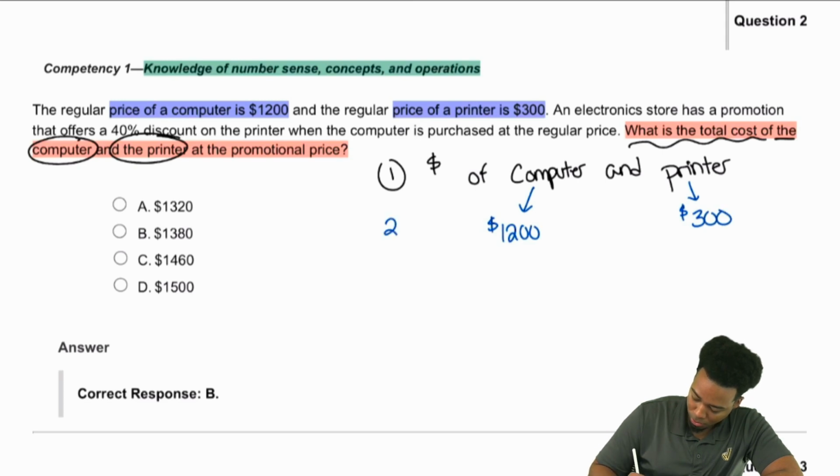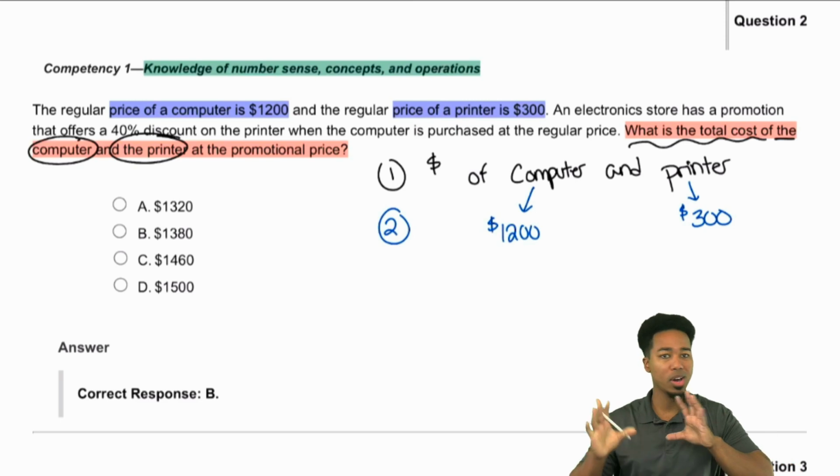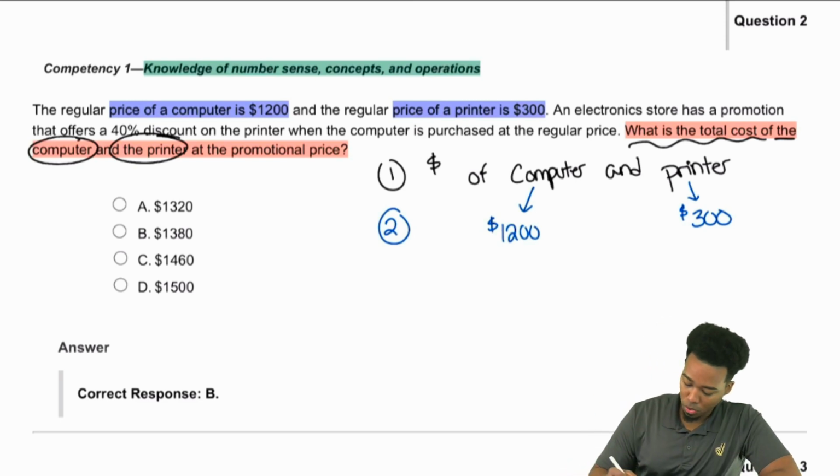So this is step 2. This is where we're going to be writing down our information. That way we can go ahead and sort through it and see how we can get the answer from it. So here, cool, we have that going on.